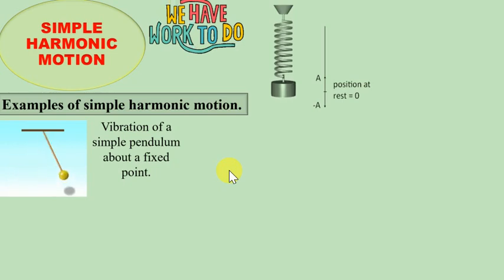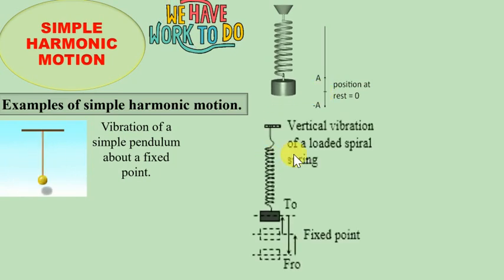We have the oscillation of a mass attached to the end of a spiral spring. It moves to and fro. It vibrates to and fro about this rest position or the fixed point. That gives us another good example of simple harmonic motion. So you can see a vertical vibration of a loaded spiral spring, as you can see above. Then it moves to and fro about this fixed point. That's a very good example.